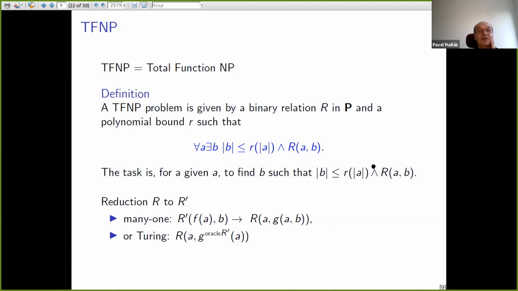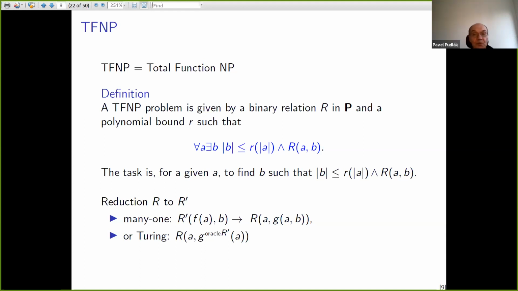Now again, we have reductions between these problems. I will just use R and R prime for these problems, and these reductions are defined in the obvious way. We have either many-one reductions or Turing reductions, and it makes no difference for the conjecture that I'm going to state. So this many-one reduction is given by two polynomial time computable functions, f and g. You want to compute a witness for a in relation R, and you can do it in such a way that you first compute f(a) and find a witness for R prime, and from this witness b and a, you get the witness for a in relation R. But it may be more complicated, using an oracle for the solution of R prime.